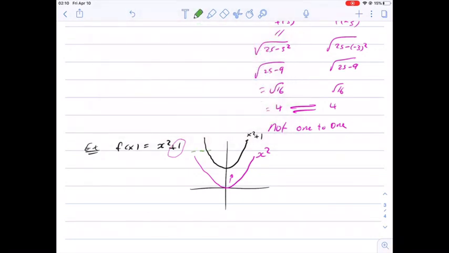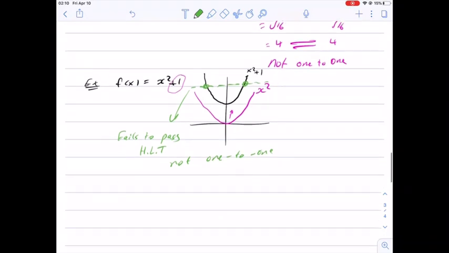Now, if we look at this graph, you can try the horizontal line test. As you can see, the horizontal line intersects the function at 2 points. So this fails to pass the horizontal line test. So it's not 1-to-1.